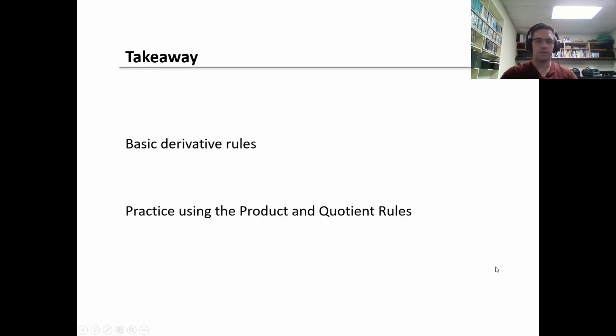All right, so here are some basic derivative rules. Most importantly, the product rule and the quotient rule are probably the ones that take the most effort to think about, so we'll spend the most time practicing those in our homework.